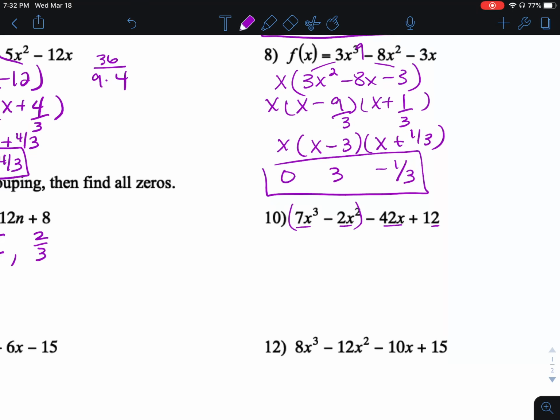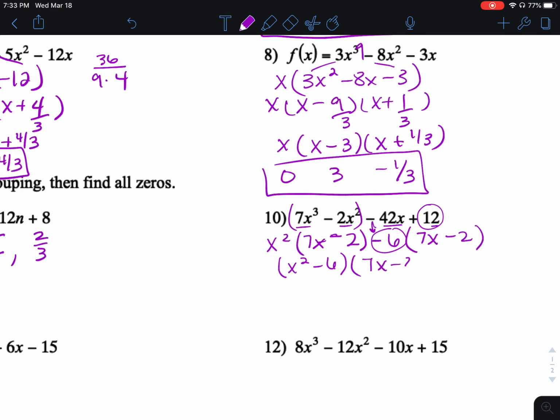So on here, I'm going to factor out x squared. So that leaves me 7x minus 2. And then here I'm going to bring down my sign. So 42 and 12, I can divide by 6. So this is 7x, and then this is a positive 12 divided by a negative 6, which gives me a negative 2. So I got x squared minus 6 and 7x minus 2.